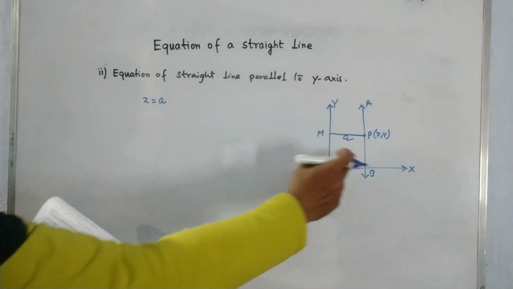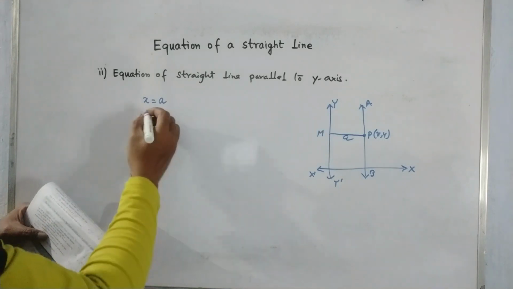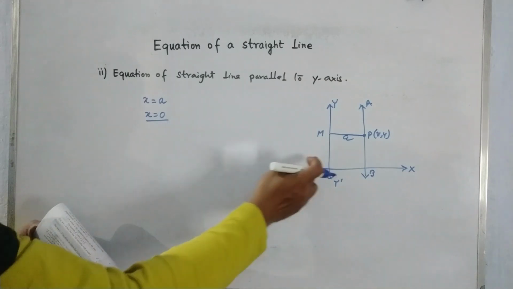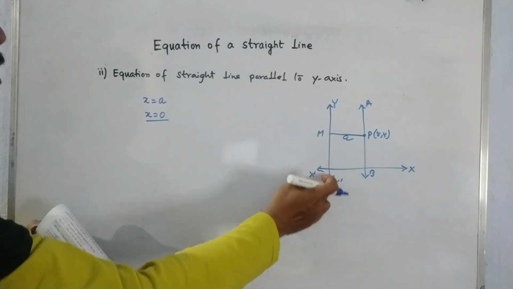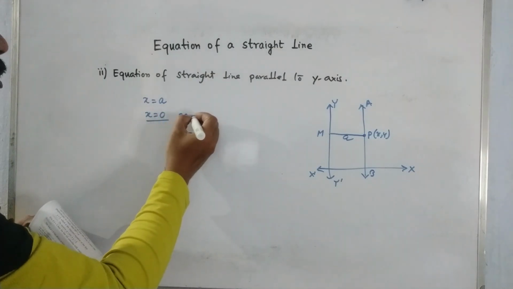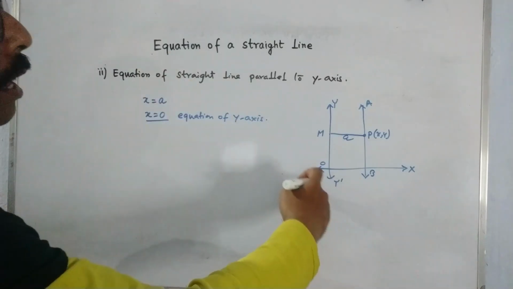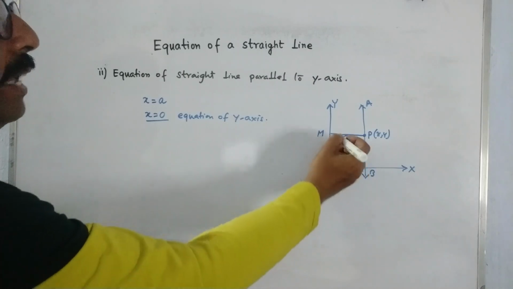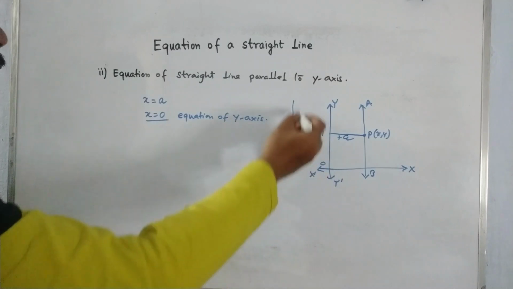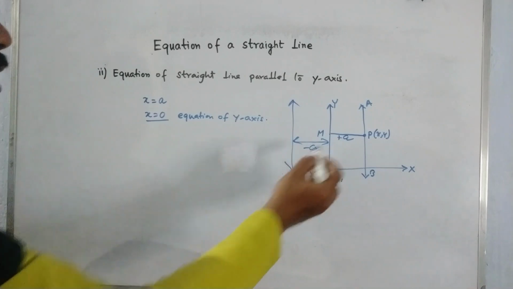This is the equation of that straight line AB, and if x equals 0, then the equation of the straight line is nothing but the y-axis. So it is the equation of the y-axis. If the line is at the right of the origin, then a is positive, and if the straight line is lying at the left side of the origin, then that a is negative. Okay.